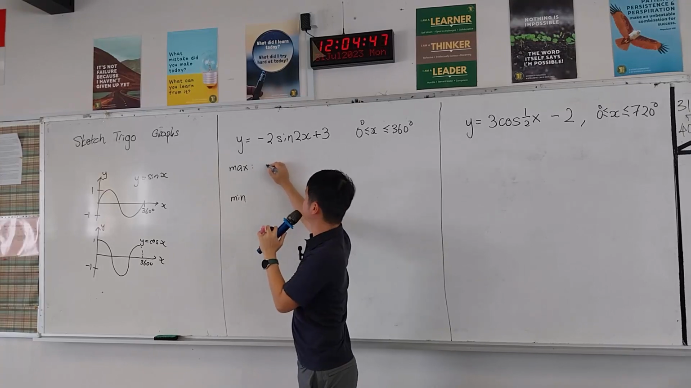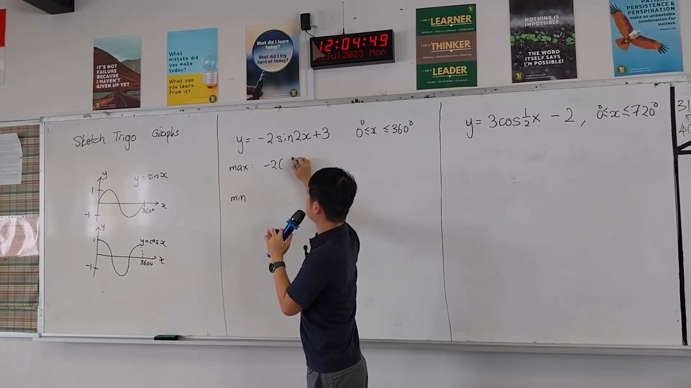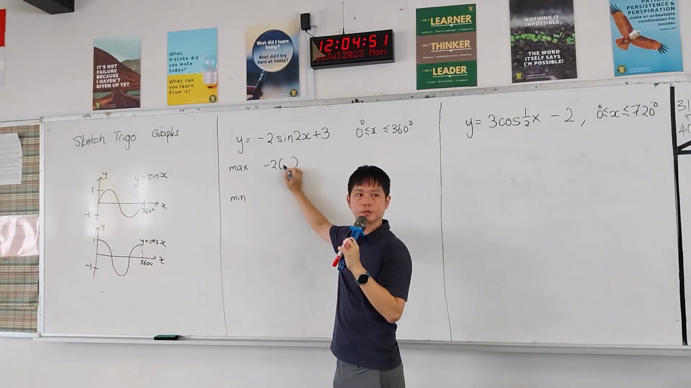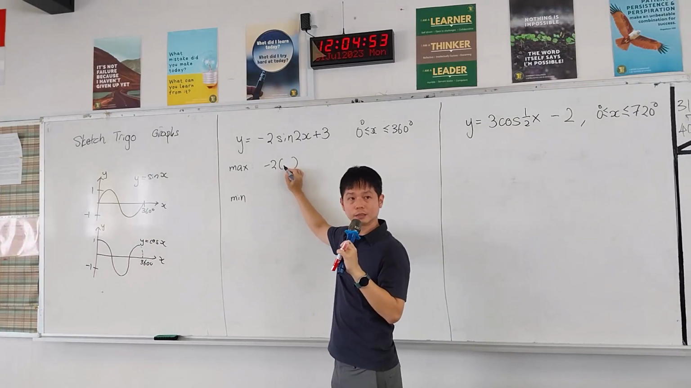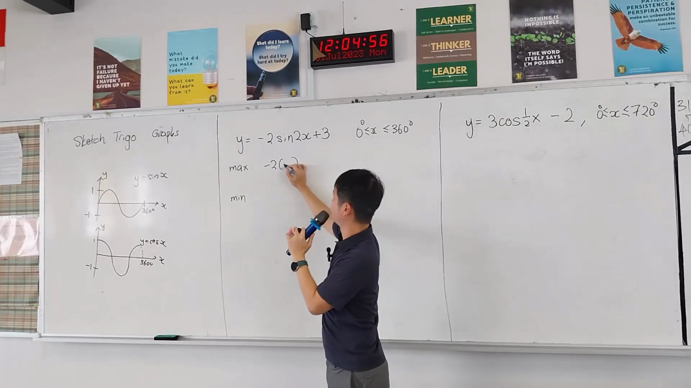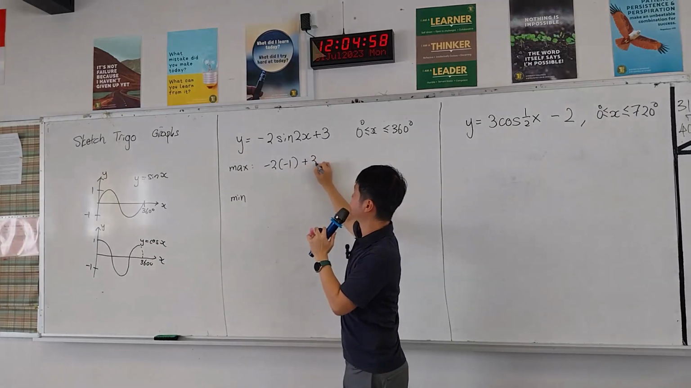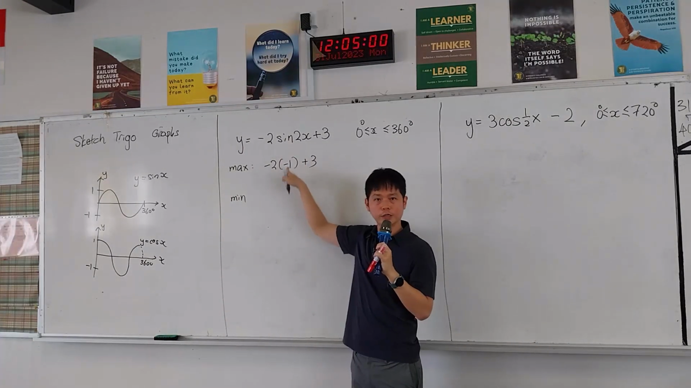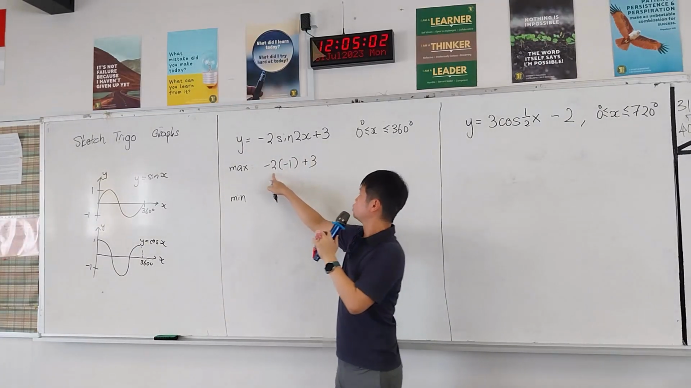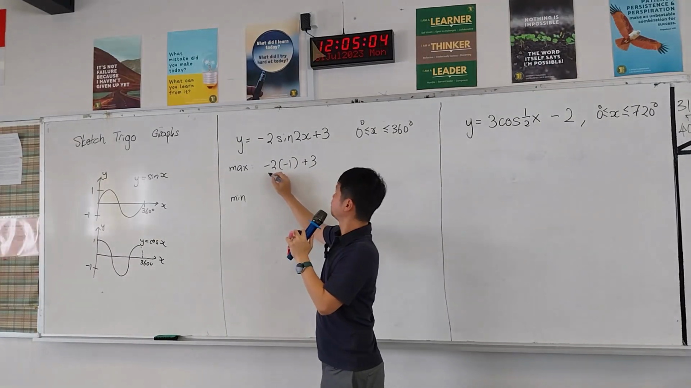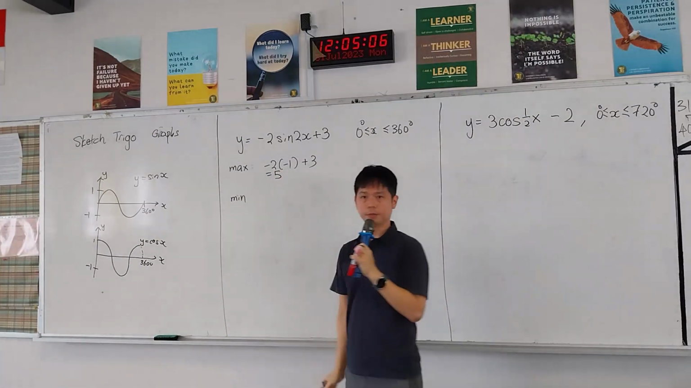For the maximum point, you do negative 2 times what number? Okay, 1 or negative 1, right? Because I'm a teacher, I know it's negative 1. Then I plus the 3, because the smallest you can go is negative 1. So if I multiply, the answer is 5. That is my maximum.